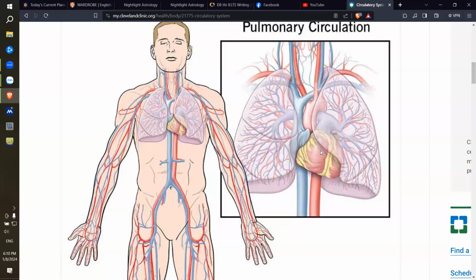If the blood goes out of the heart, those vessels are called arteries, okay? Chỉ cần máu đi ra khỏi tim là cái vessel đó gọi là động mạch nha. And if the blood goes back to the heart, that vessel is called a vein.